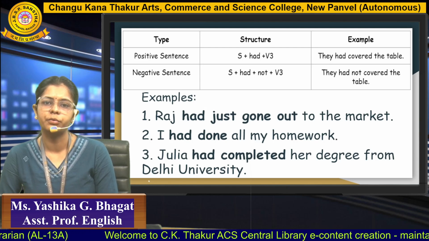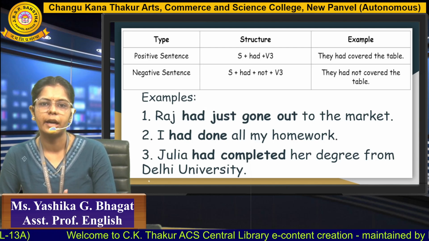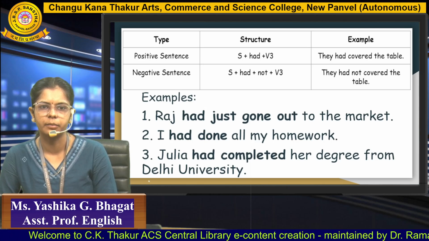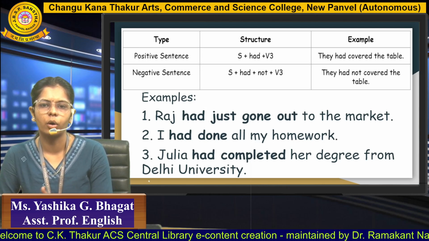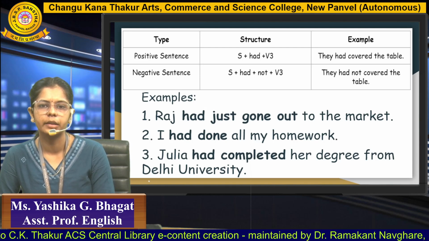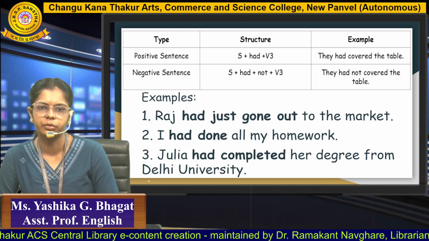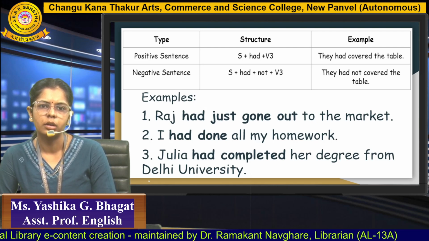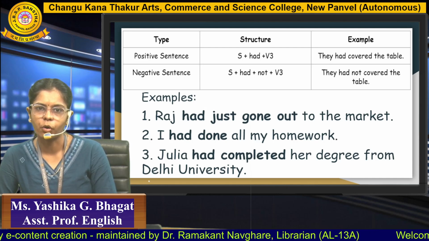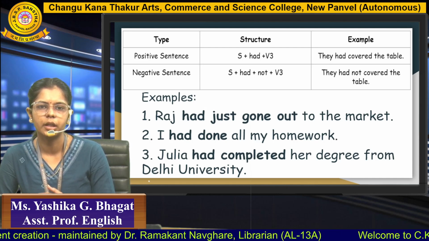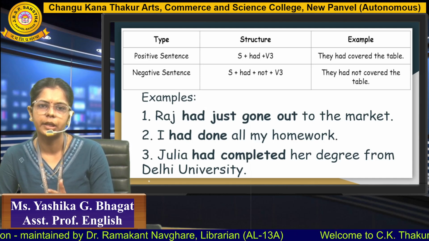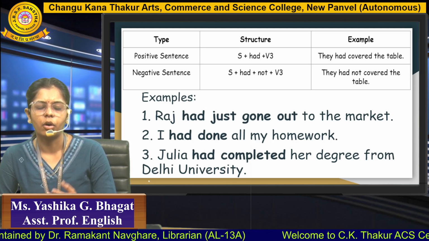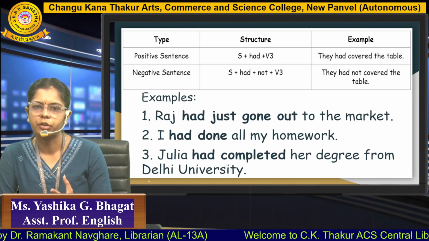Let us have a look at a few more examples. Raj had just gone out to the market. I had done all my homework. Julia had completed her degree from Delhi University. Looking at these examples, we can easily find the action verbs which are in the third form: gone, done, completed, along with which we have the supporting helping verb had according to the structure.